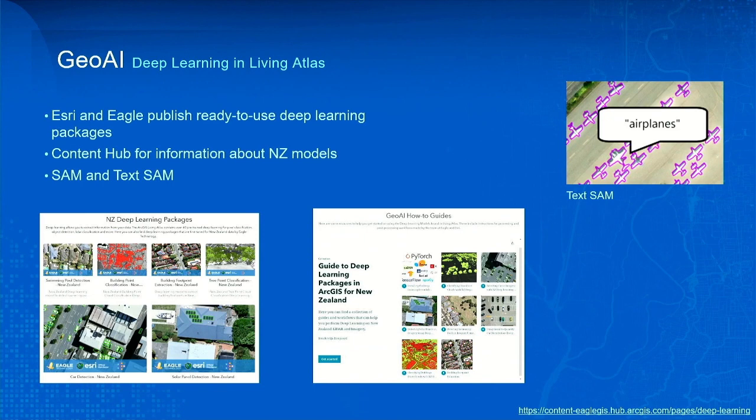So for example, airplanes or circular objects. So that's real powerful and ready to use, even if you don't have a GPU in your machine. You can just go to ArcGIS Online and use that package. For the New Zealand models, we tend to train them on New Zealand data, just because New Zealand is a little bit different than other places in the world, for example, when it comes to trees. What we also do is make sure that there's a how-to available for all of those deep learning packages. So again, you can go to the Content Hub and find those how-tos in how to get started with deep learning packages.